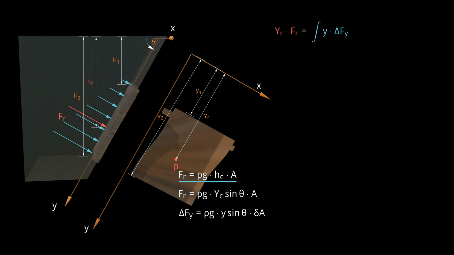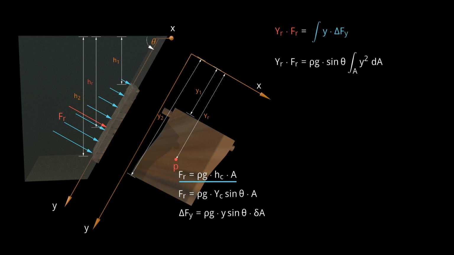In the previous section, we derived an expression for delta F. Now, by substituting that into the equation, we get the result you see on the screen. Since rho g and sine theta are constants, we can take them outside the integral.